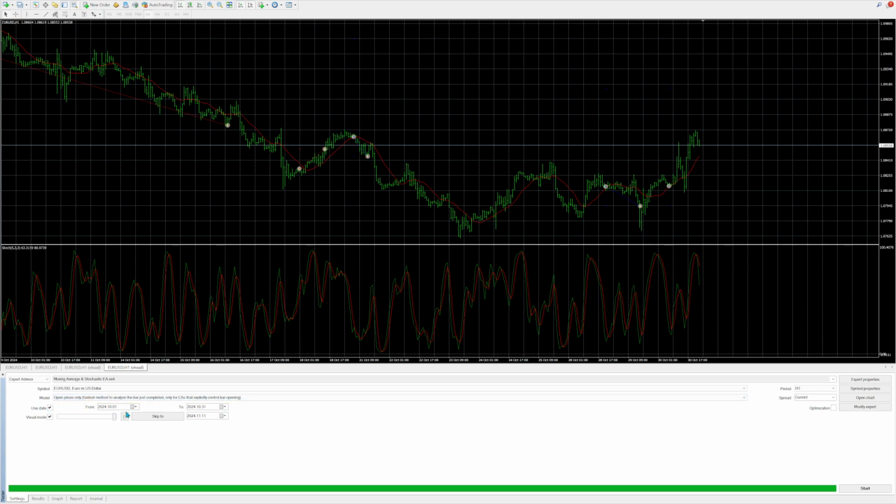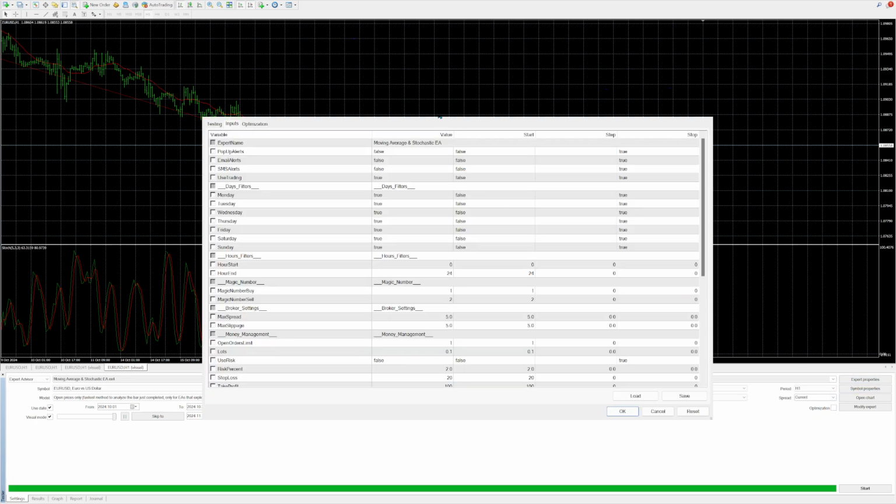Okay, so for the date, we're just going to use the previous month for the purpose of this video. And the spread we'll just leave at the current spread. So we'll go to the expert properties now. These are all the settings of the EA that you can amend to test.